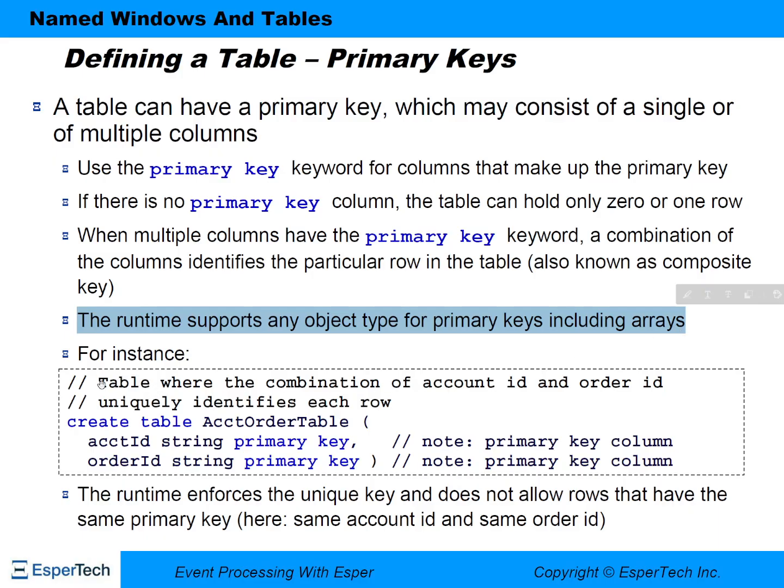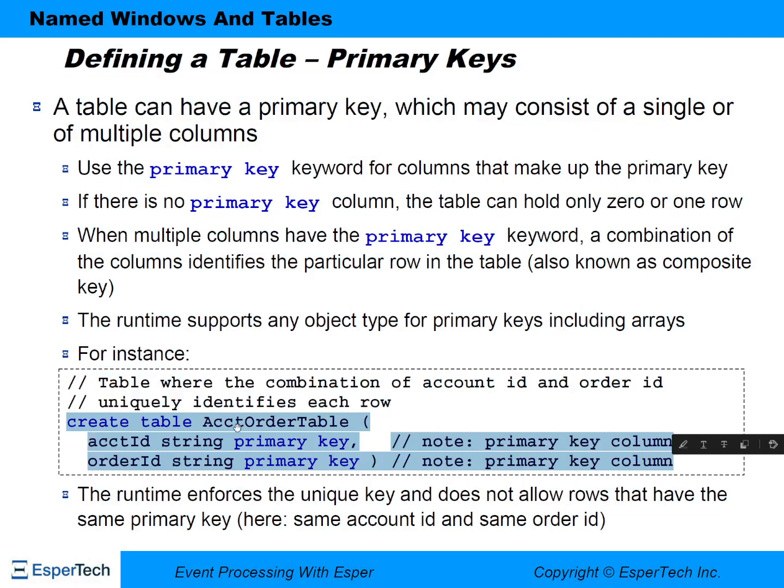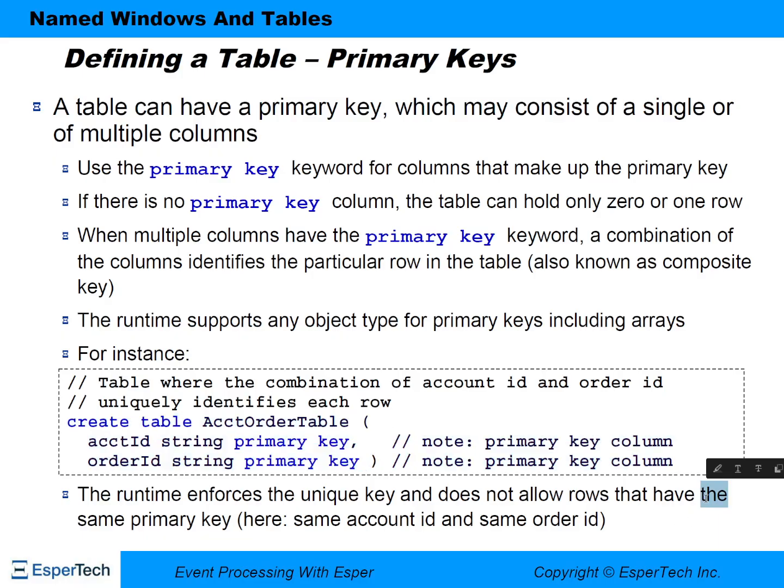Let's say we need to define a table where the combination of account ID and order ID uniquely identifies each row. Create table AccountOrderTable (accountId string primary key, orderId string primary key). The runtime enforces the unique key and does not allow rows that have the same primary key, here, same account ID and same order ID.